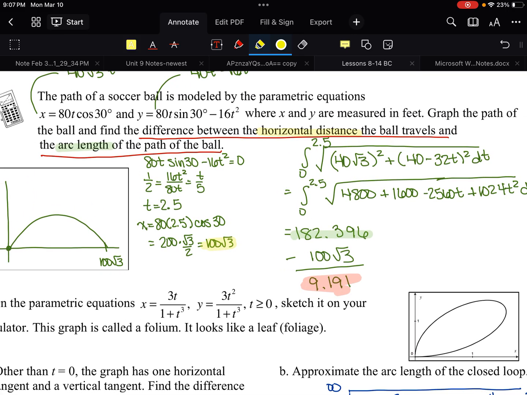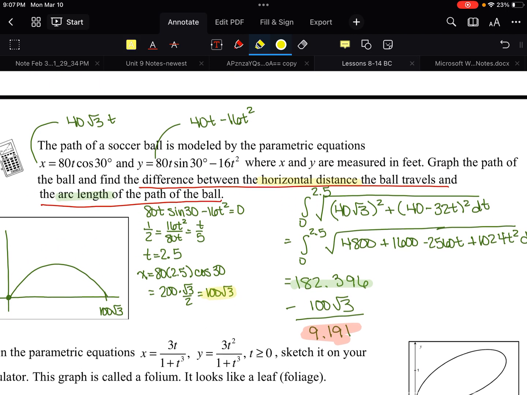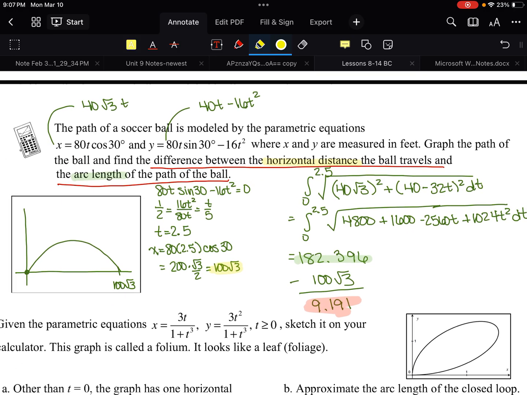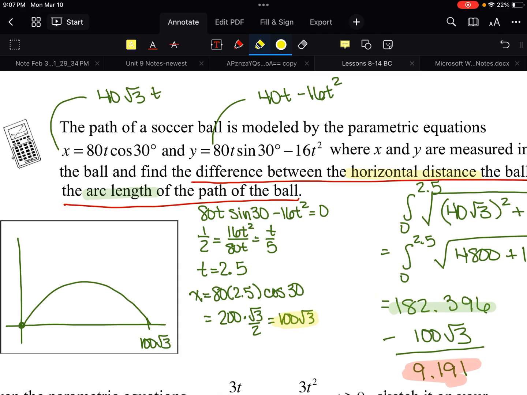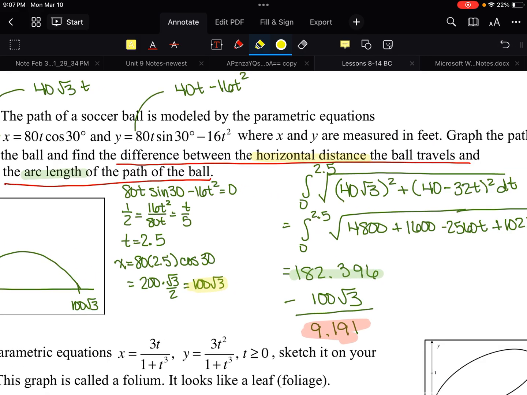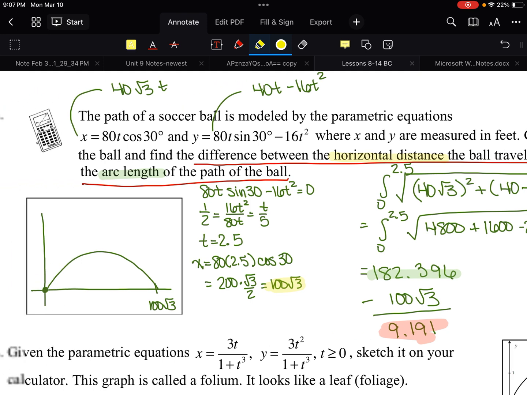Okay, how far did it travel along the arc? So that's the integral from 0 to, how long did it stay in the air? So if you set 100 √3 equal to this and solve for t, you find out that it stayed in the air for 2.5 seconds. So we have the integral from 0 to 2.5 because the time was 2.5 seconds. So the integral from 0 to 2.5 of the square root of dx squared plus dy squared. So the dx and dy.